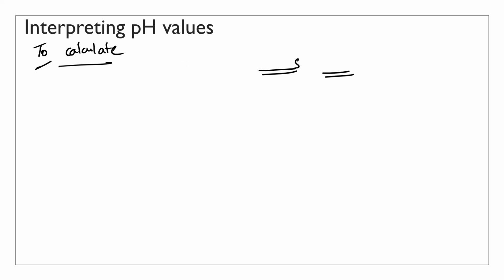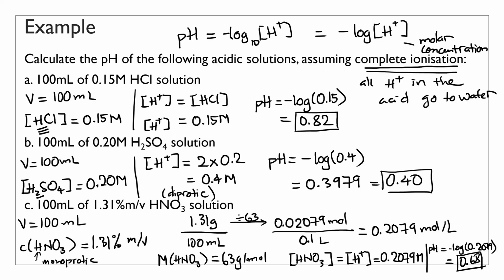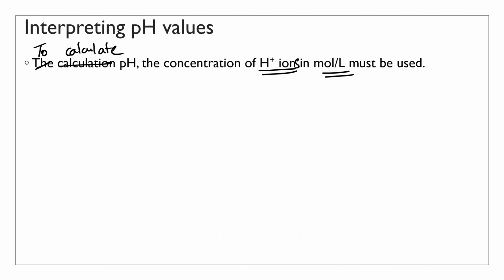So we can't use the concentration of the acid. You have to convert that to concentration of hydrogen ions, and you cannot use a concentration that is not in mole per liter. So you have to do any conversion necessary if the question hasn't given you the concentration of hydrogen ions in mole per liter.